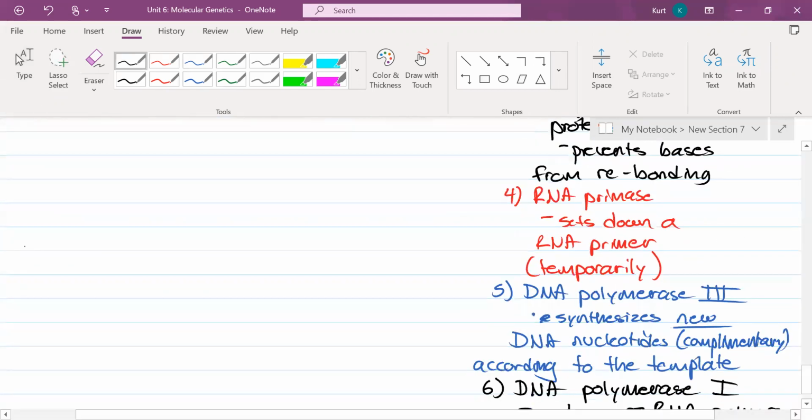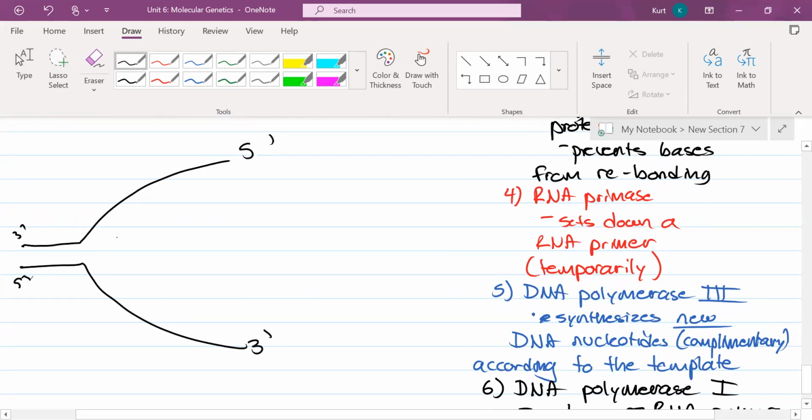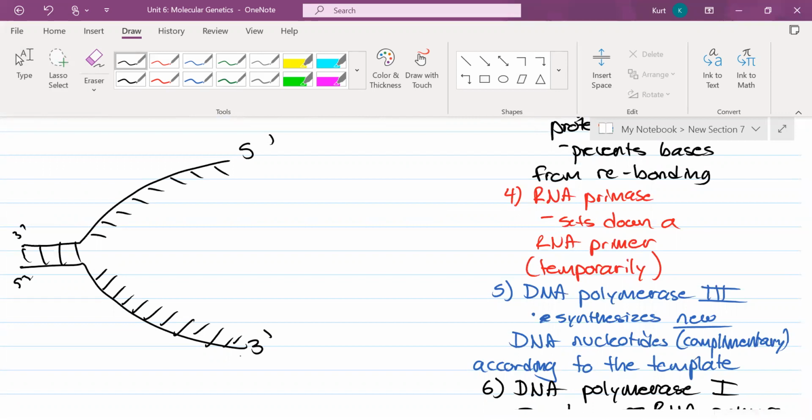Now, to get a little bit more extravagant here, let's see if you recall this. Let's say this is 3', this is 5', that's 5', that's 3'. You've opened up the DNA. The black strands are the template. Which strand is going to be going towards the replication fork? The bottom one or the top one? Look at the primes. Which way do we read DNA? 3 to 5 or 5 to 3? We're going to read the bottom one towards the fork.